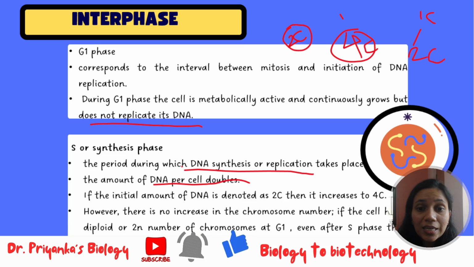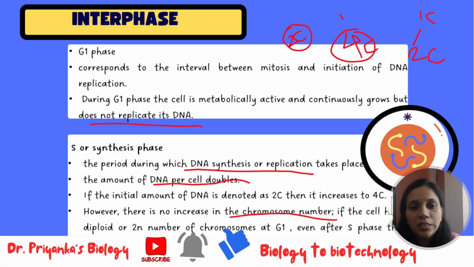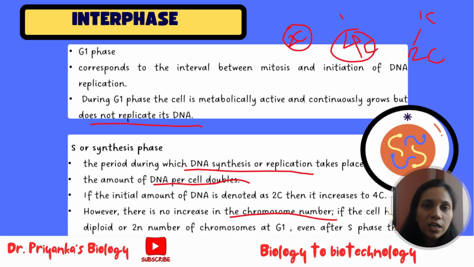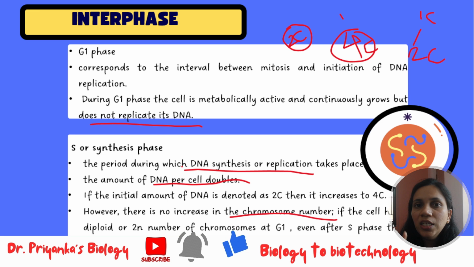Now, though there is an increase in the DNA content, the doubling of the DNA, there is no increase in the chromosome number. The chromosome number remains the same. For example, if the cell had diploid or 2N chromosomes at G1, even after S phase it is going to remain 2N only. There will not be an increase in the number of chromosomes, but there is doubling of the DNA. So keep these points in your mind.